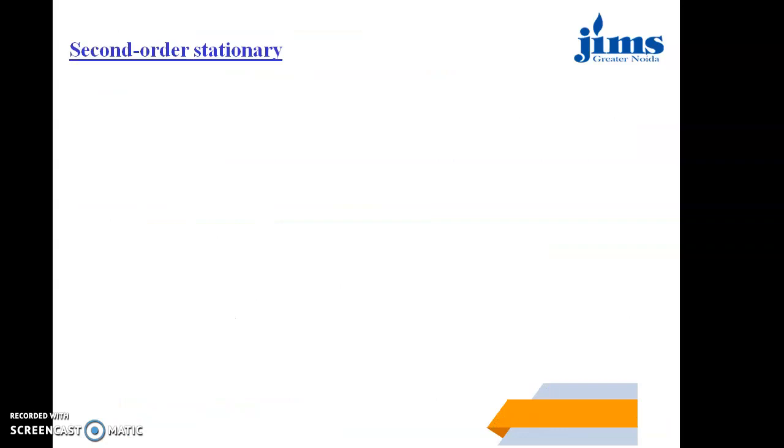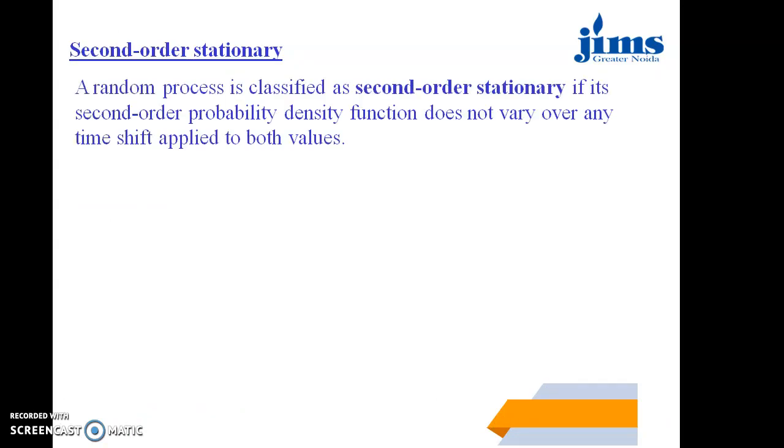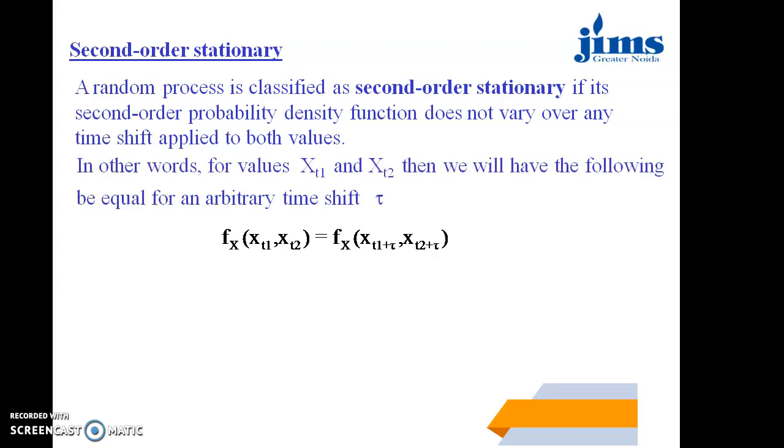Now we come to the second order stationary function. In the second order stationary function, the second order density function does not vary over any time shift. In this also, the probability density function does not vary over any time shift applied to both values.